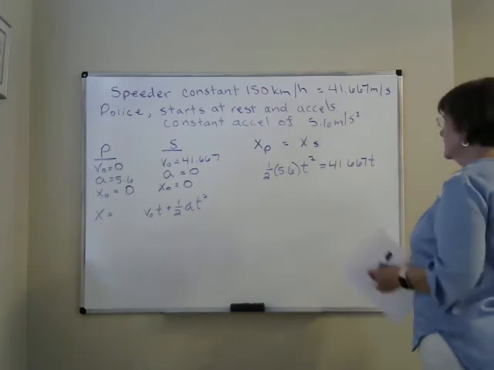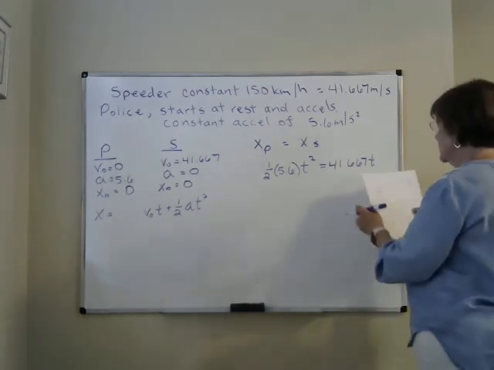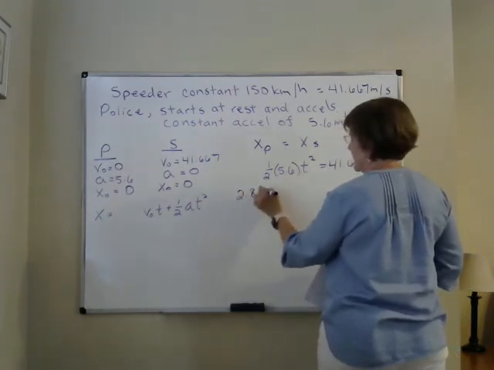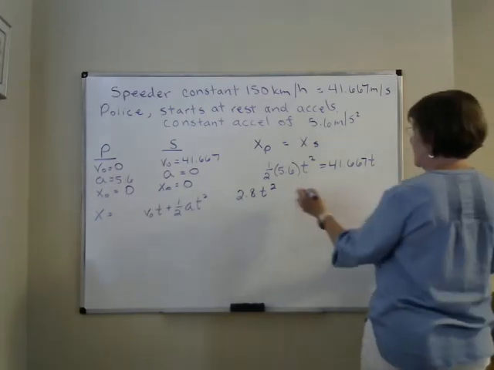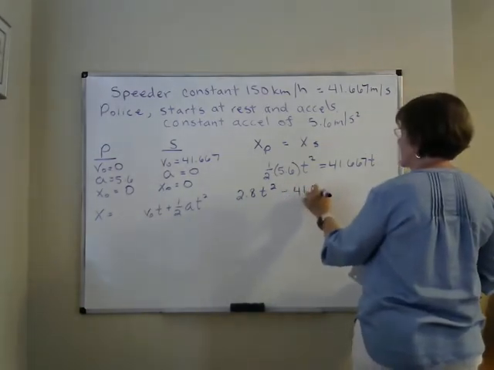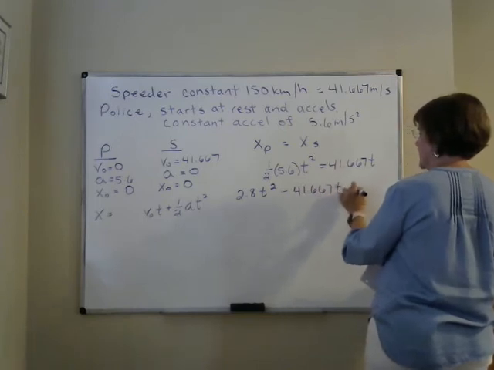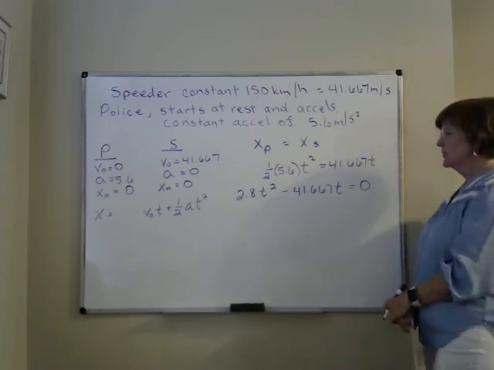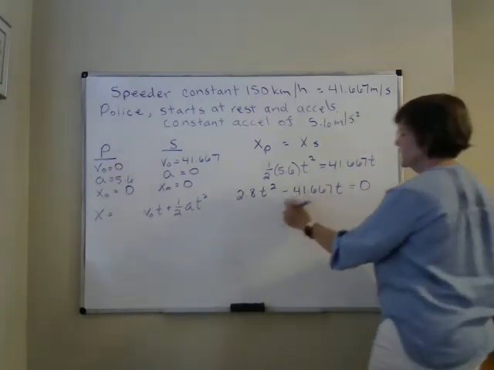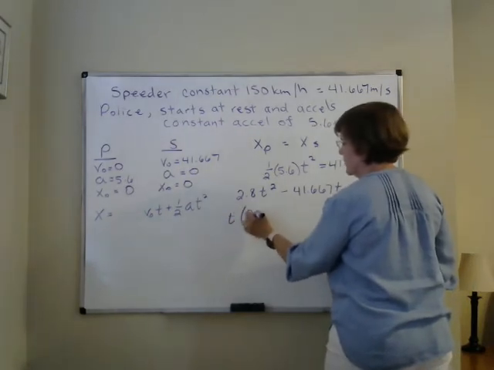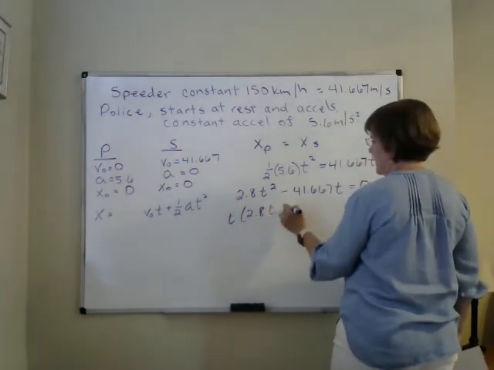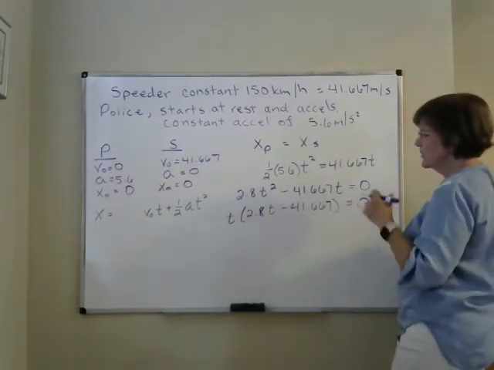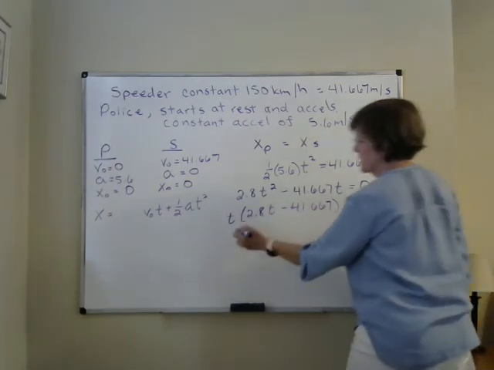There's a couple of ways to solve it, but one of the things that we notice, let's just put it all on one side. That's going to be 2.8 t squared minus 41.667 t has to equal 0. One way we can solve a quadratic equation like this is simply to factor it. They both have a common factor of t. So we have t times 2.8 t minus 41.667 has to equal 0. We're going to get two solutions. One of the solutions is t equals 0.